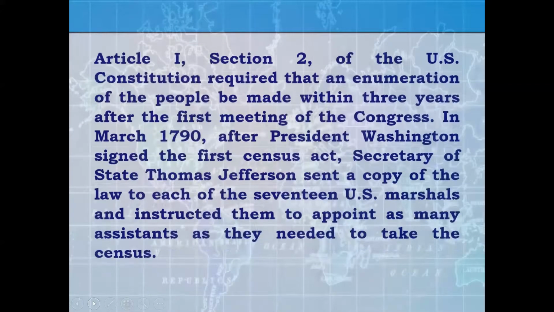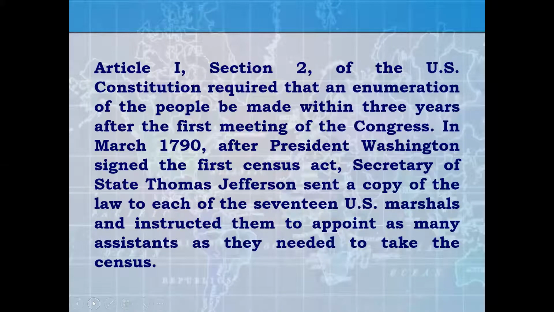Let's talk about how the federal census began. An act of Congress created the federal census in 1790. Article 1, Section 2 of the U.S. Constitution required that an enumeration of the people be made within 3 years after the first meeting of the Congress.